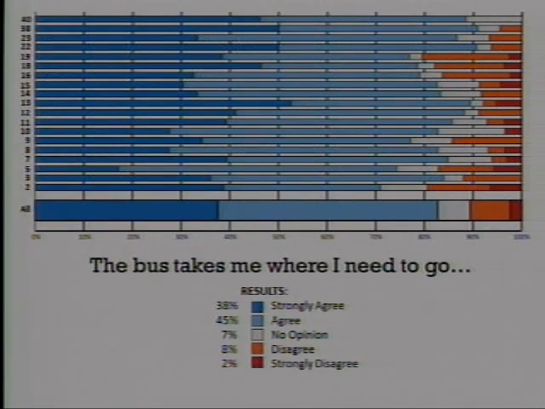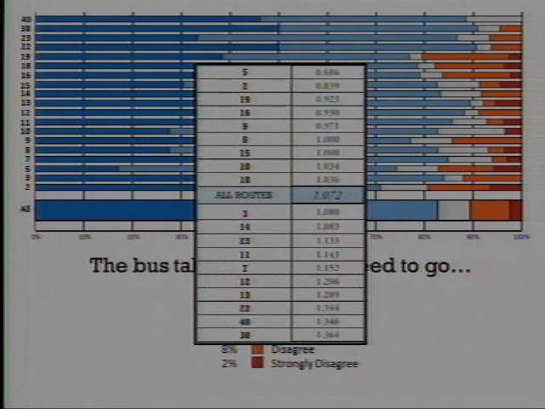The first question being, the bus takes me where I need to go. 75% of riders agree with this, meaning that where we're giving them access to right now is meeting most of their daily needs. And 3 out of 4 riders agree with this, and that's a really great statistic. Only 1 in 10 disagrees. And you can see the breakdown here. Routes 22, 40, and 38 are performing very well on this scale.